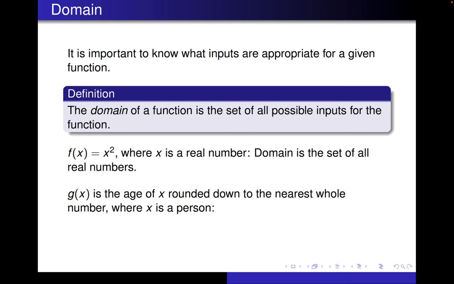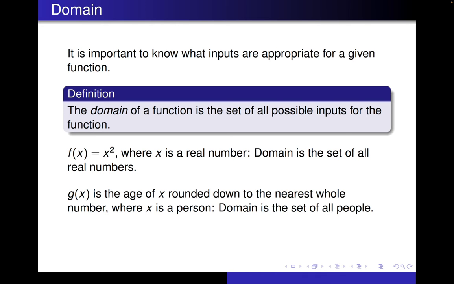Now if g of x is the age of the person x, where we round it down, well, we're finding the ages of people, so the inputs are going to be people. That means the domain is the set of all people, right? We're saying x is a person, so the set of all people are appropriate inputs for that function.